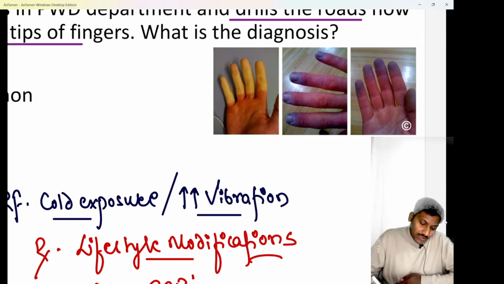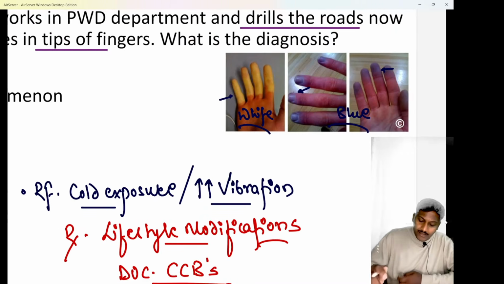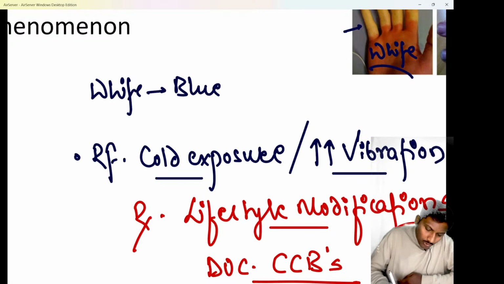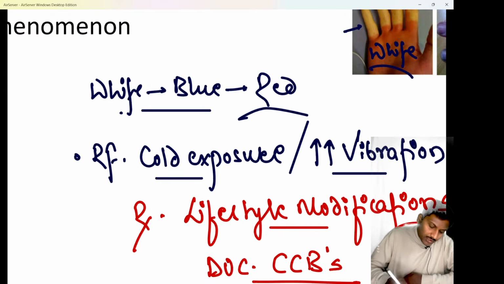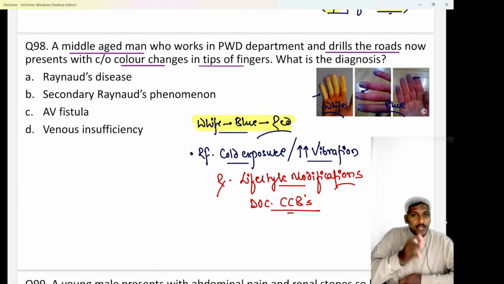Here you are able to see initially the patient is having complete pallor or white fingers. Secondly, you are able to see bluish or cyanotic fingers. So initially the fingers turn white in color, later on they turn blue. The color sequence is W, B, R, that is white, blue and red. It happens due to spasm of the vessels in the tip of fingers or the tip of toes. Whenever these vessels undergo a spasm, these changes are seen.